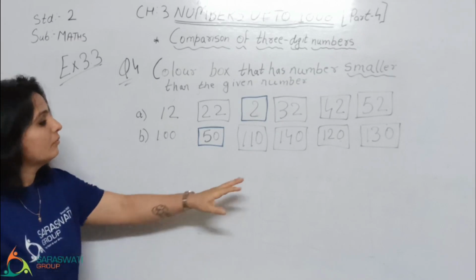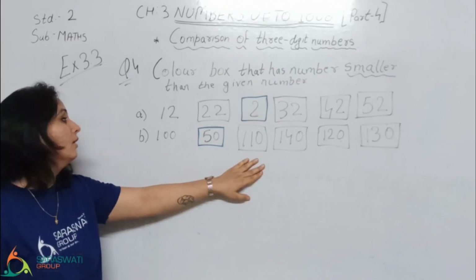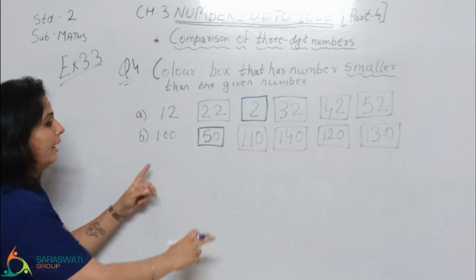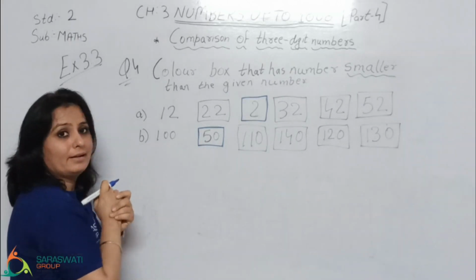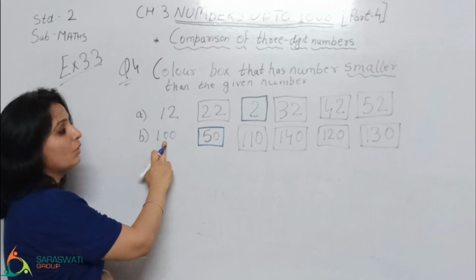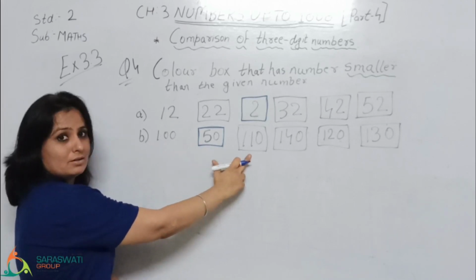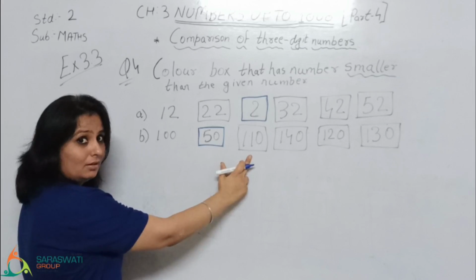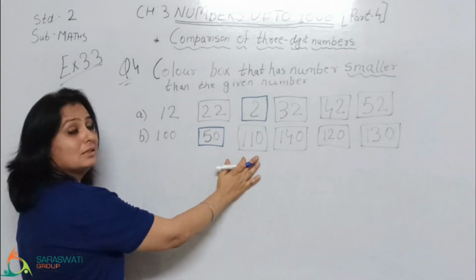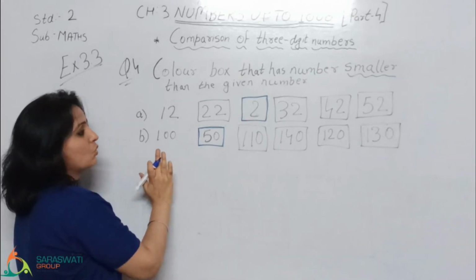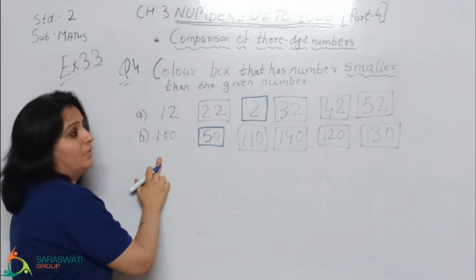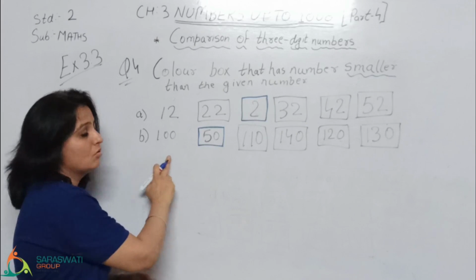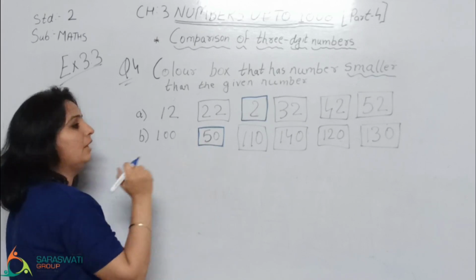Next is 110. Now let's compare. At hundreds place 1 is there. So now we'll compare at tens place. Here 0 is there and here 1 is there. So 1 is greater. So it means this number is greater than this number. So 110 is greater than 100. But we want the smaller number. So ये ले सकते नहीं है.